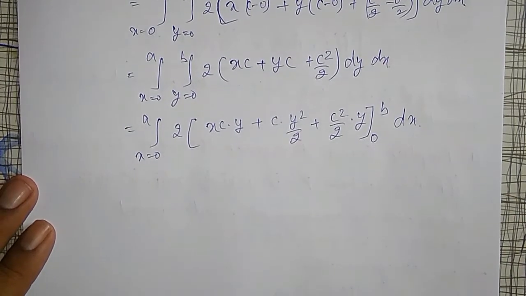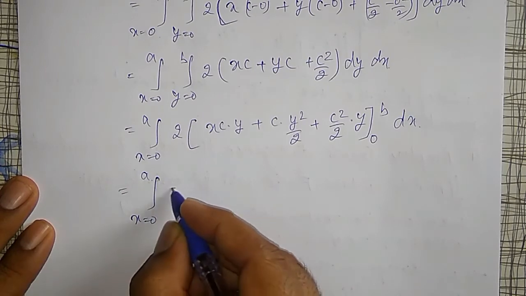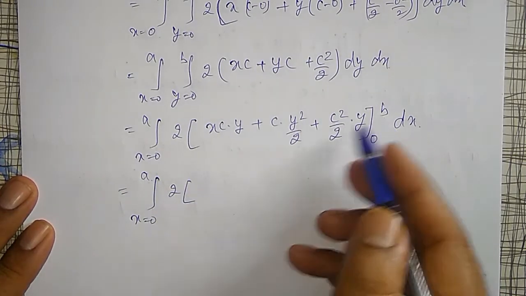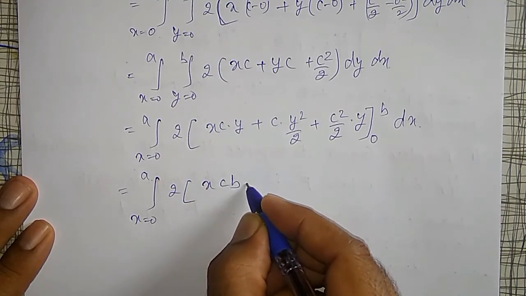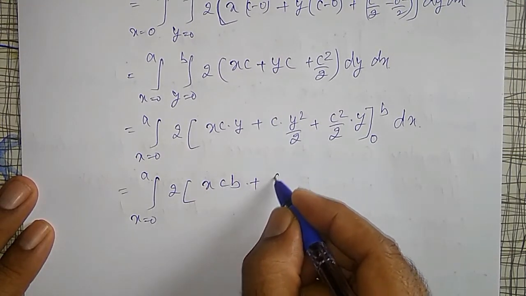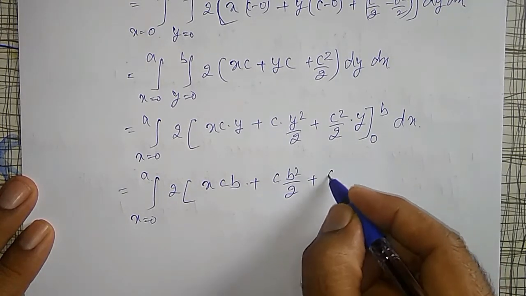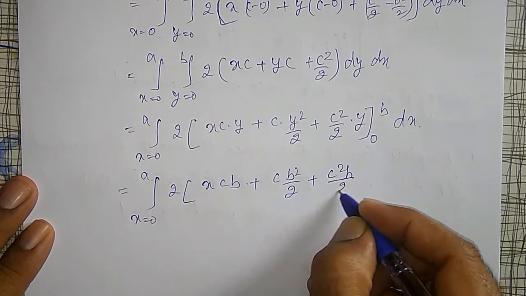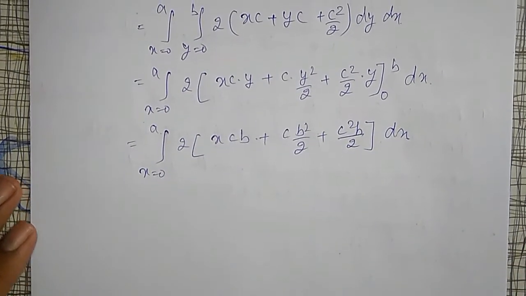Again, upper limit minus lower limit will become x equal to 0 to a, 2 into upper limit minus lower limit. Only upper limit x cb minus lower limit 0, plus c into b square by 2 plus c square b divided by 2 into dx. This is the upper evaluation.